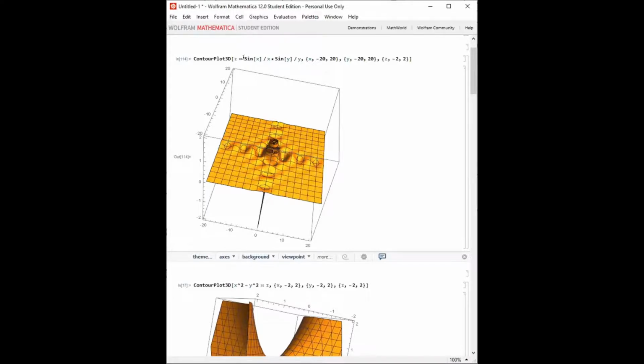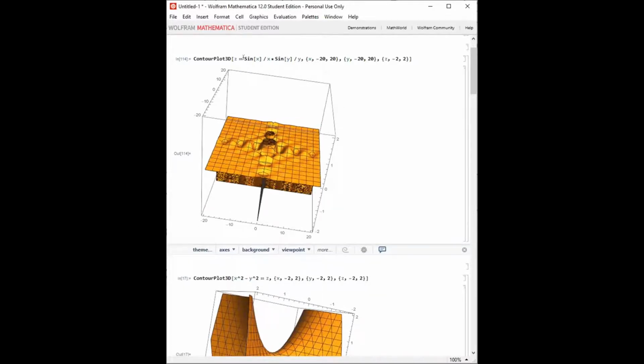That's because of the sine of x and sine of y. So along each one of these, they are being multiplied together. So anytime we have sine of x or sine of y being 0, we get 0. But they're also slowly oscillating, even though they start to decay as x and y become larger.